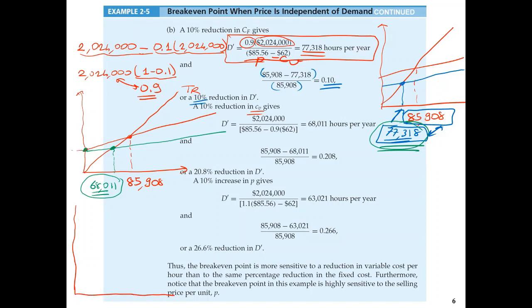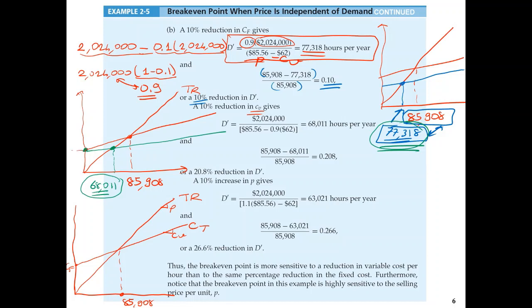So here, the cost function is the original, it is the same. So we have this CF, this is the total cost, and the slope of this one is equal to CV. Initially, we have this total revenue function, the slope is equal to P, and this is the original break-even point, which is 85,908.